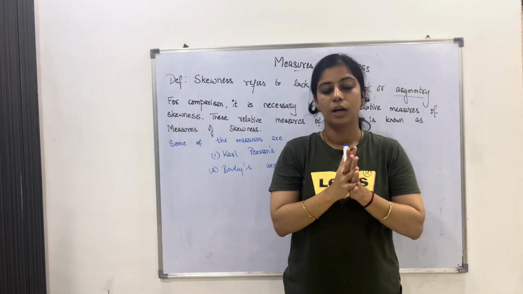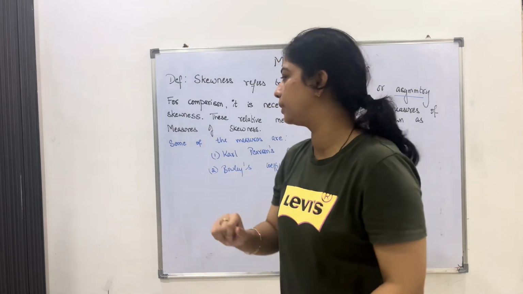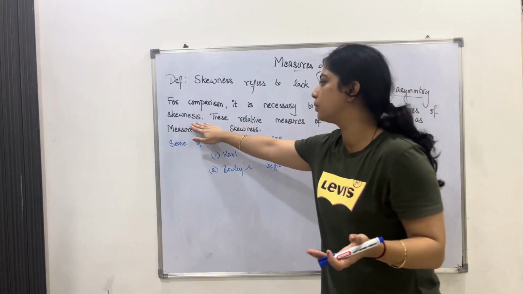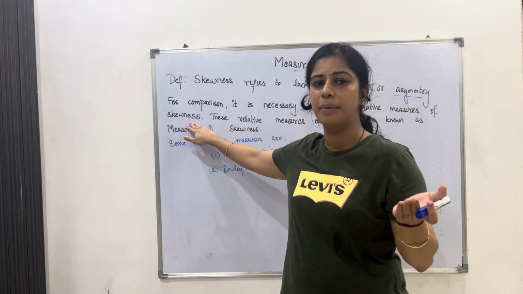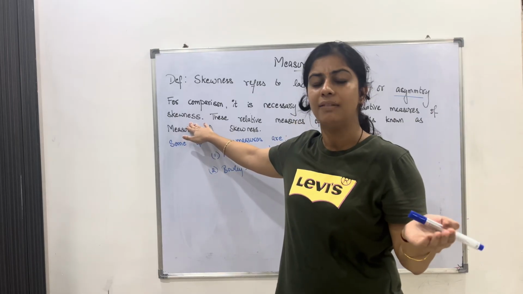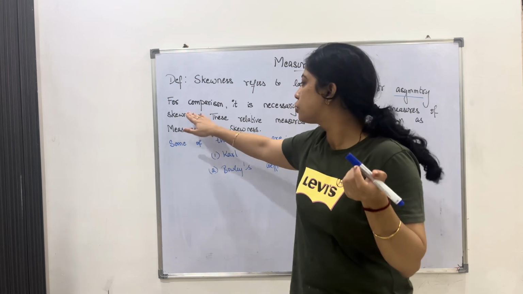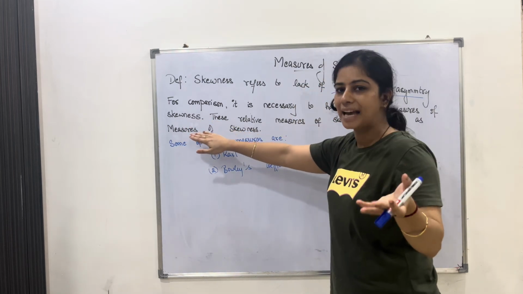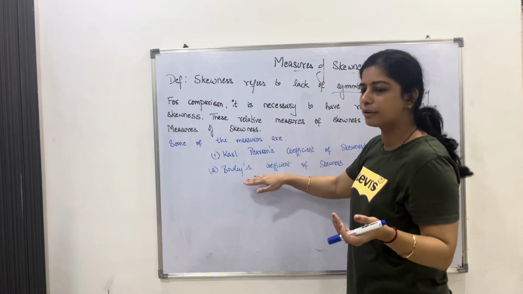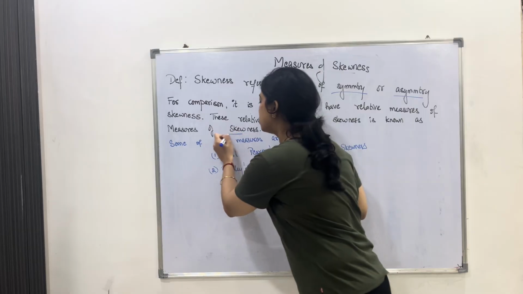Okay. Now, what are the different measures, or what are the ways of calculating this skewness? For comparison, it is necessary to have relative measures of skewness. As we have already seen in the case of measures of dispersion, there are two types, right? One is absolute and another one is relative. But in the case of skewness, we are only interested in finding the relative measures. Those relative measures will be calculated with the help of different formulas. These relative measures of skewness are known as measures of skewness.